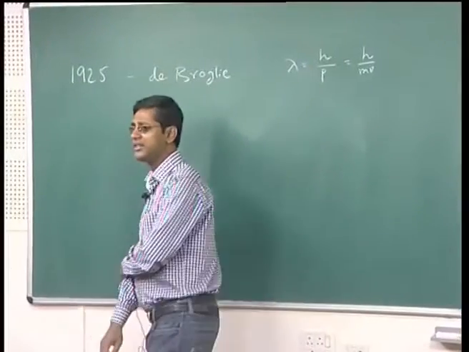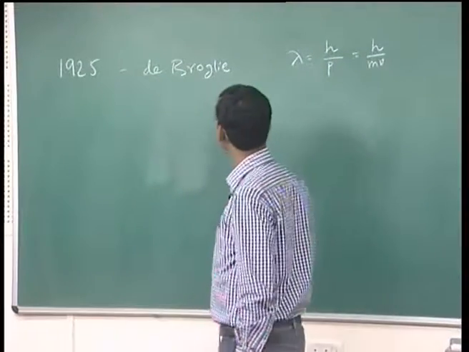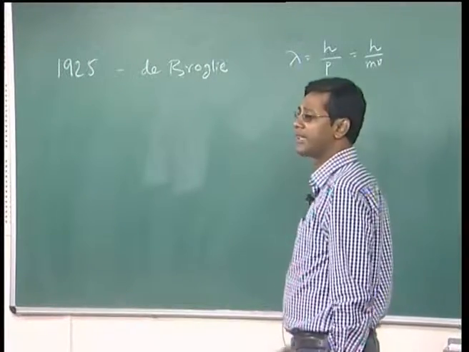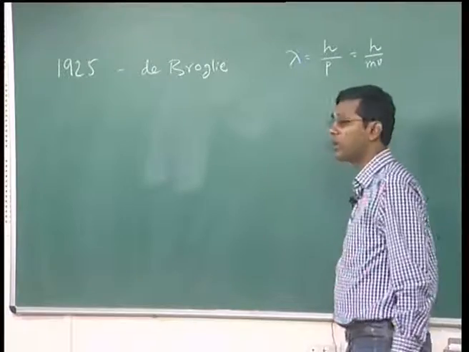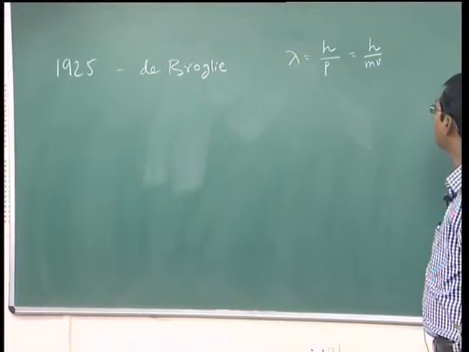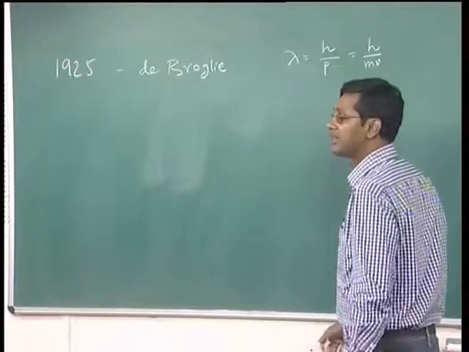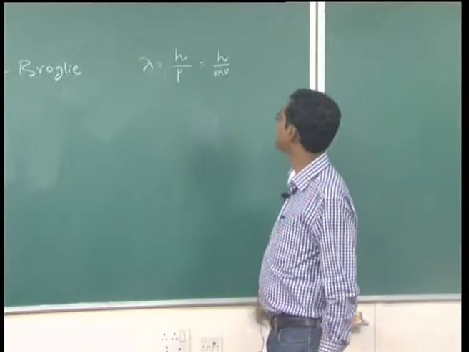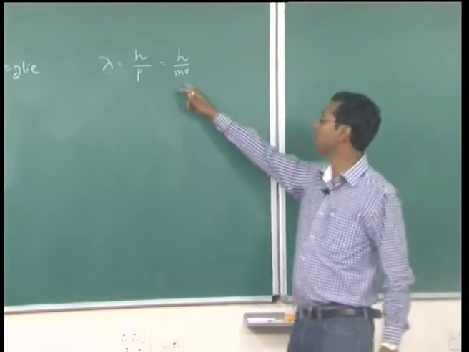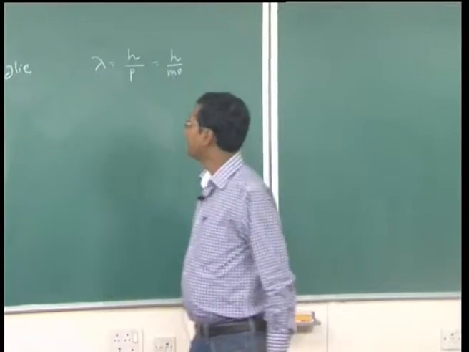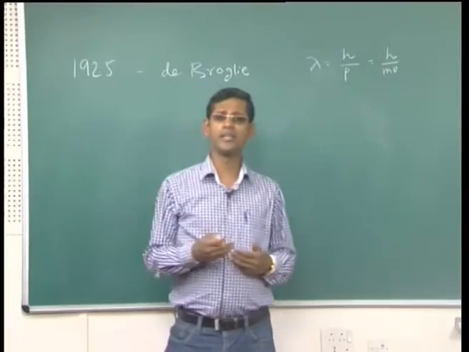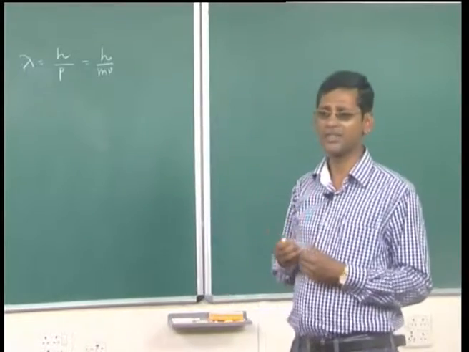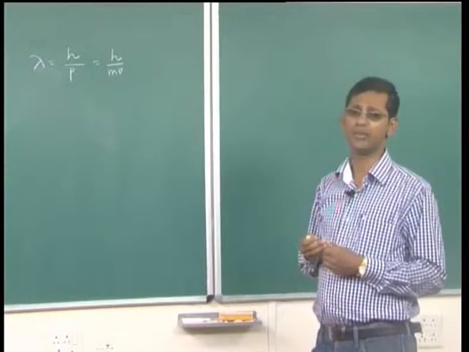It all started with the discovery by de Broglie in 1925, when he stated that electrons can be considered to be a wave with a wavelength given by lambda equal to h by p, where h is Planck's constant and p is the momentum of the electron. Therefore, we can write this as h by mv, where m is the mass of the electron and v is the velocity. By knowing that electrons can behave like a wave, one can make use of this particular feature of the electron in a microscope.